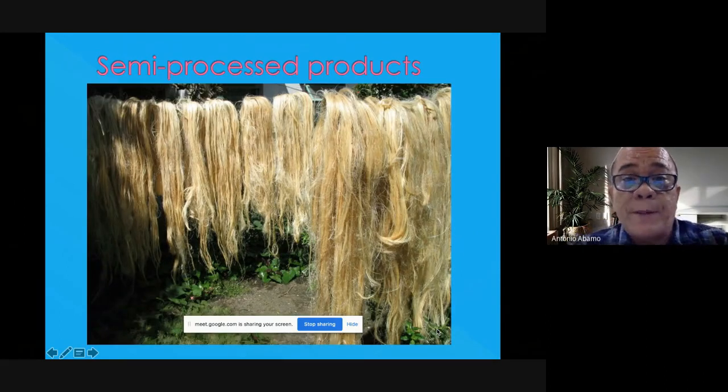Abaca fiber, for example. Abaca fiber in its raw or semi-processed state is just fiber, a hunk of fiber, already dried, of course. So drying is actually a practice for second level processing already. You can see the fiber maybe tied together and dried to take out moisture. So that is an example.